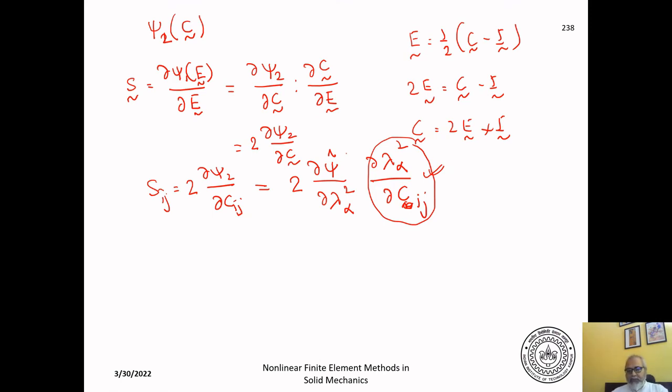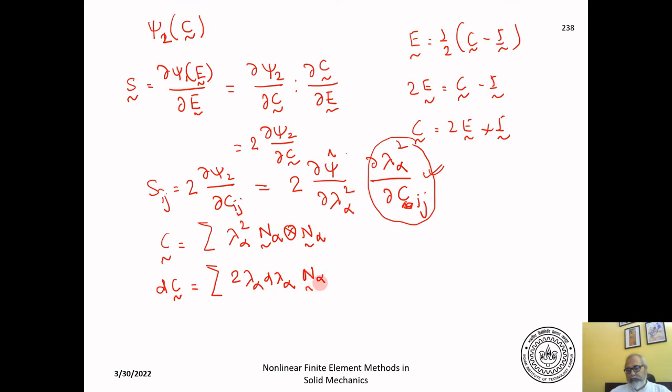Now what we do is we start with C equal to this, and then we write dC, a small change in C, as 2 λ alpha dλ alpha. There is a summation over alpha, please remember that. Then I have λ alpha squared d n alpha.